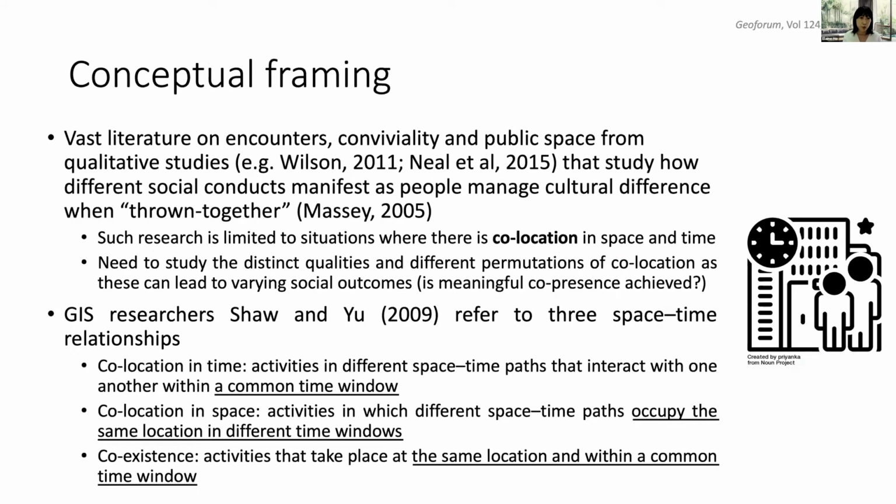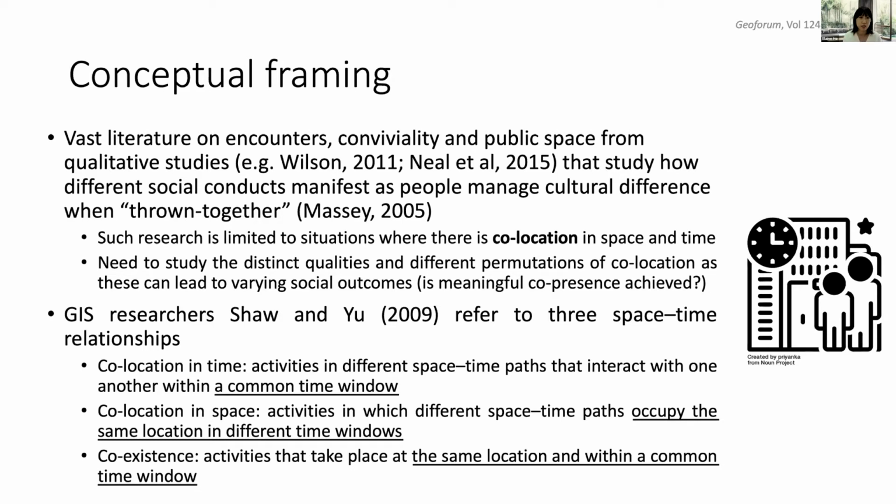I will just very quickly cover this slide on conceptual framing. In the paper, we draw from the literature on encounters, conviviality, and public space. These are mainly arguments presented by qualitative researchers in geography and sociology. This work studies how different social conducts manifest, meaning when people are put together, they experience thrown togetherness, how do they manage cultural difference? Overall in this paper, we put qualitative research findings alongside GIS analysis.